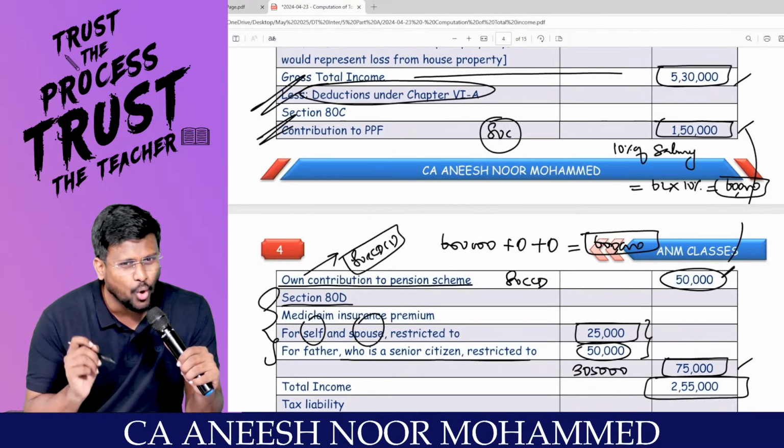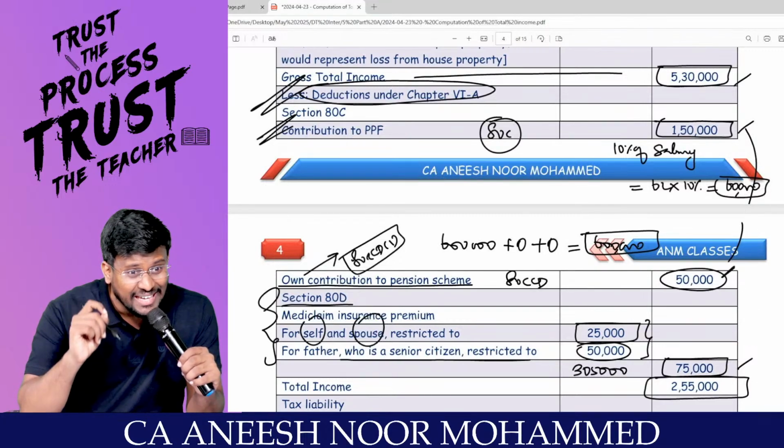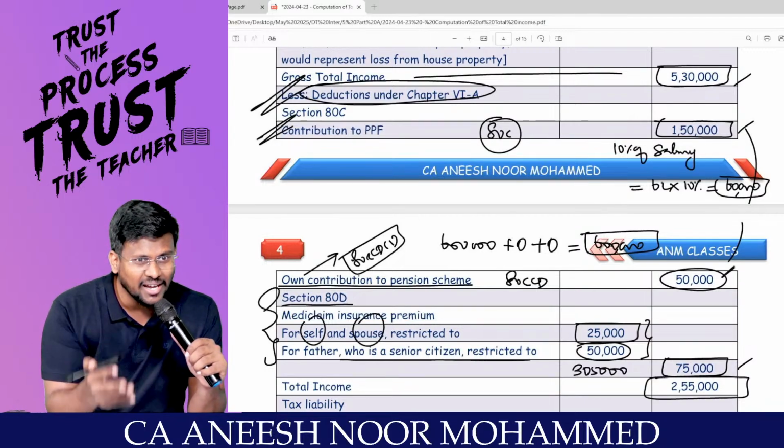Hello, sir. Sir, own contribution to pension scheme. Yes, sir. Own contribution to what scheme? Sir, can I claim 80CCD subsection 1B? Yes, sir. Up to how much?